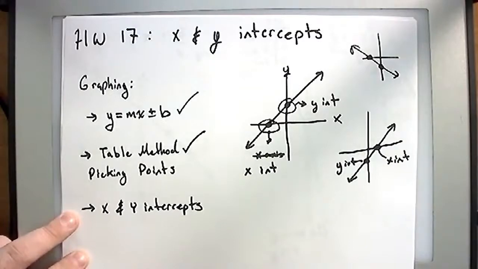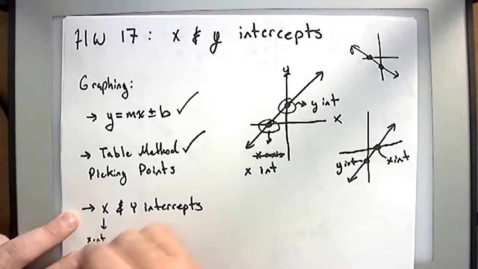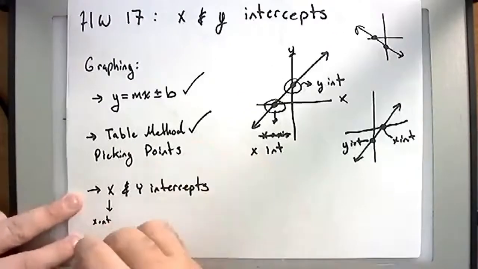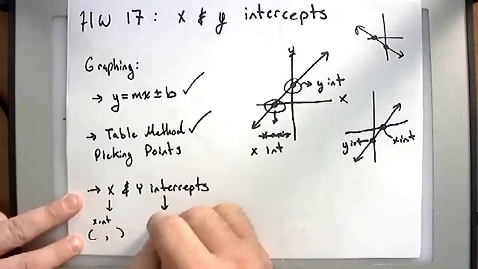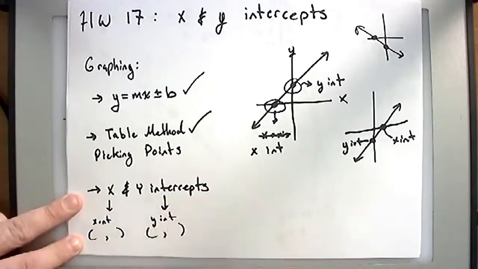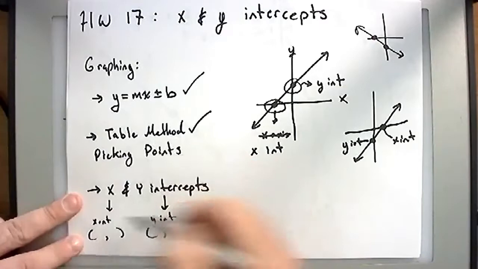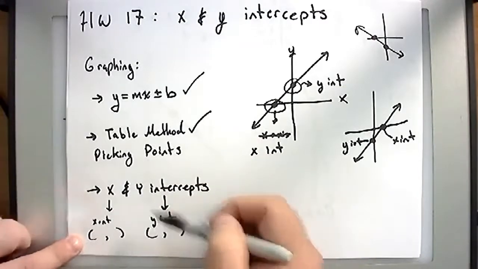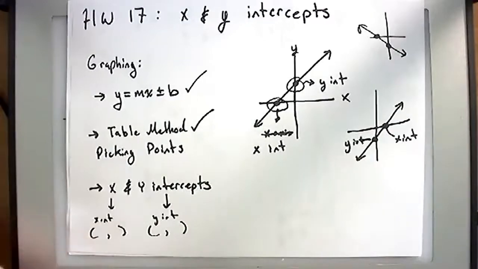x and y-intercepts. So what we're going to do, if I find the x-intercept, that'll be 1 point. If I find the y-intercept, that'll be a 2nd point. And how many points do you need to make a line? 2. When I'm doing the table method, I like to do 3 just to be sure, but you really only need 2. So the idea here is find the x-intercept, find the y-intercept, and graph your line, okay?